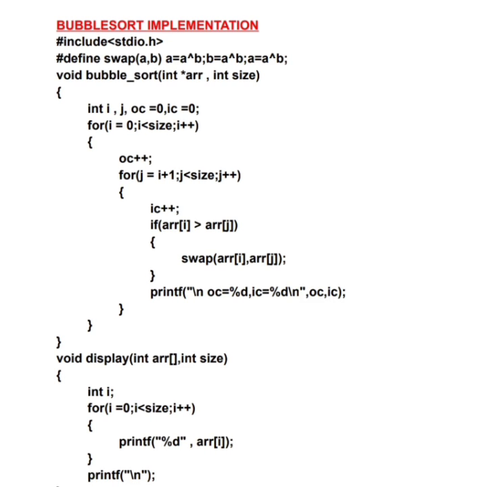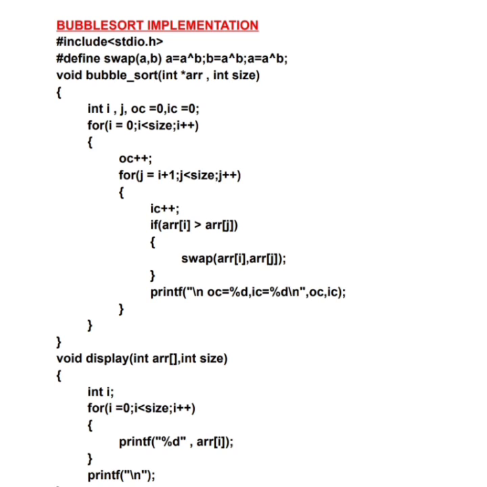So we will see the implementation of the bubble sort. In the first for loop, that is the outer loop, we have to calculate how many times it is running, and the inner loop, how many times it is running. It decides the time complexity.